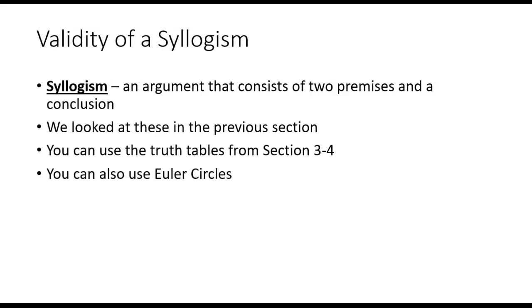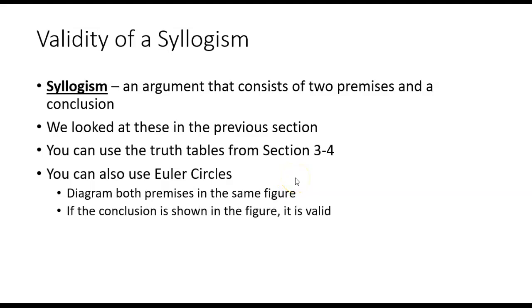But we can use Euler circles if we have the 4 statements that we looked at, the affirmative and the negatives. So basically, you diagram both premises in the same figure. So put those 2 together. And if the conclusion is shown in the figure, then it's valid. However, if you can still meet the premises, but have a different conclusion, draw it differently, then it's invalid. And one example of it not working is enough to show that it's not going to be valid at all.